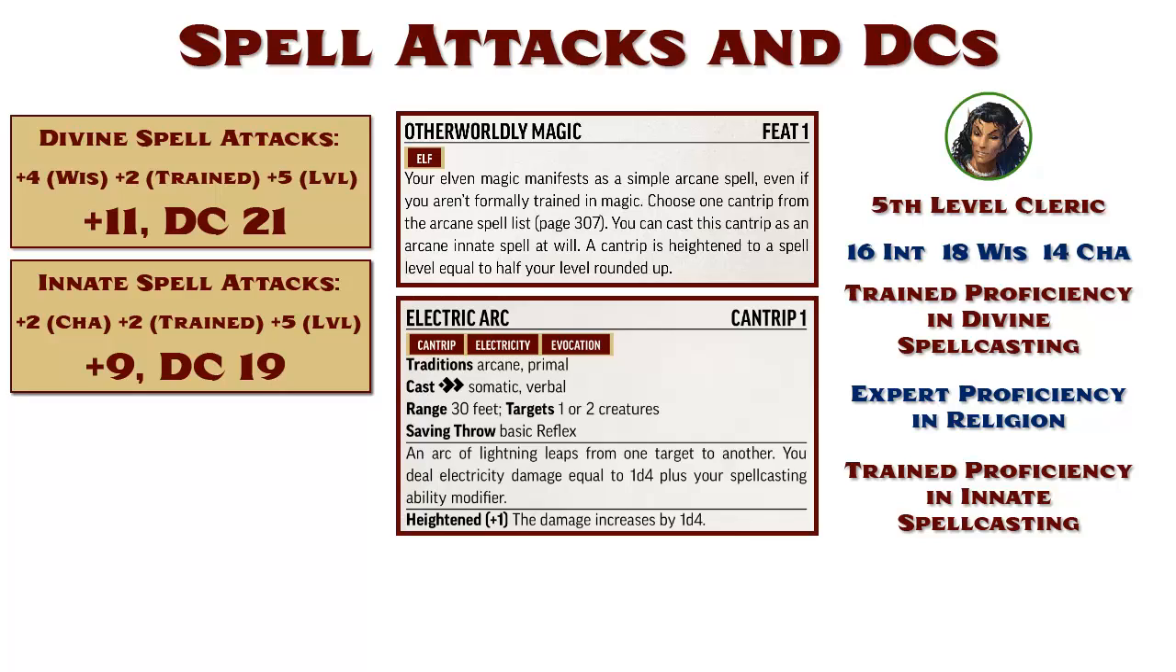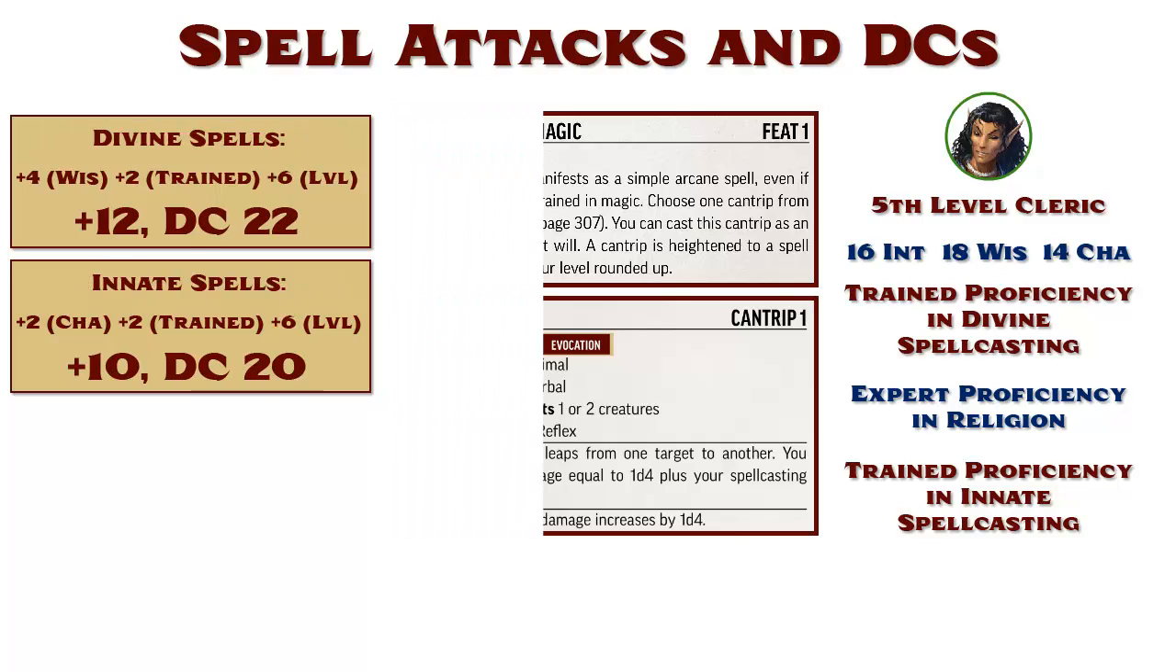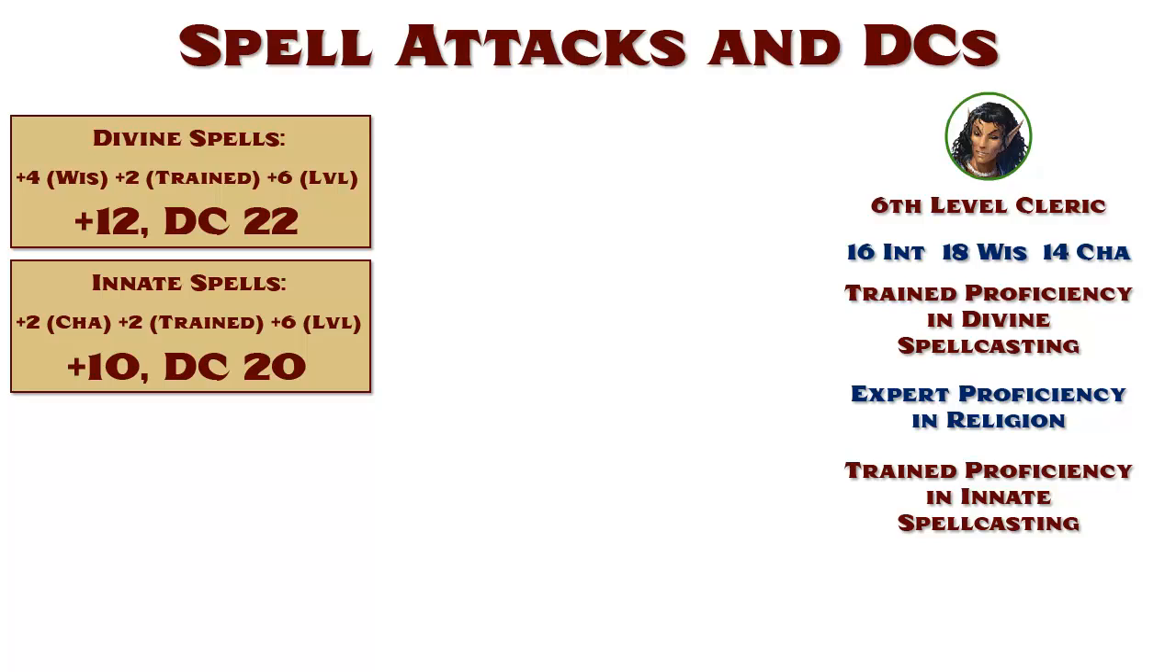So, to sum up, when Lathander casts a spell from the Divine Spell list, he has a spell attack bonus of +11 and a spell DC of 21. But when he casts an innate spell, he has a spell attack bonus of +9 and a spell DC of 19. Let's jump forward one more level to 6th.